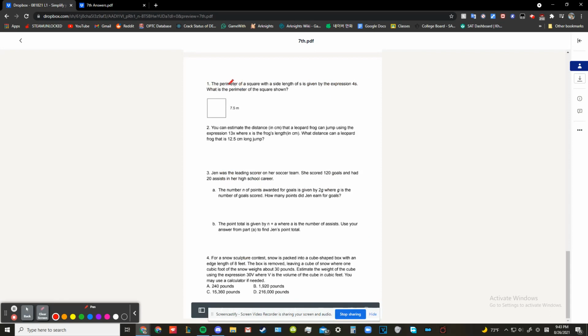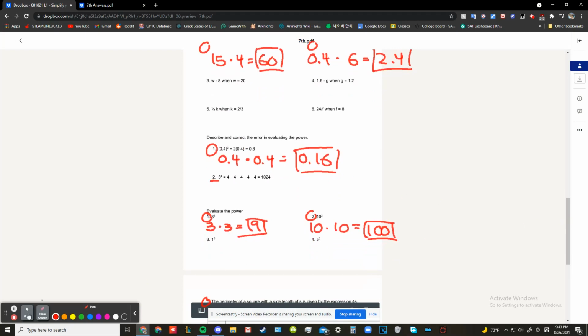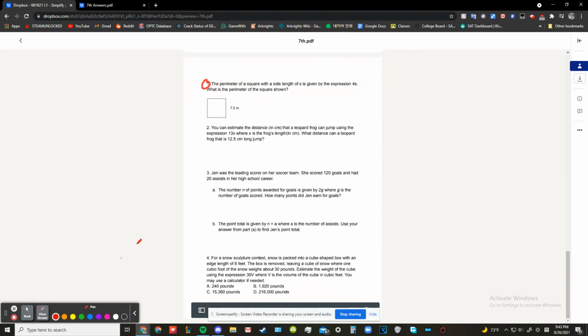Now we're going to do some word problems. Let's try 1. The perimeter of a square with the side length of s is given by the expression 4s. What is the perimeter of the square shown? This is just the word problem version of the problems we did here. So it's pretty simple. We're just substituting this value into this expression. So 4s becomes 4 times 7.5, which is 30. So the perimeter of the square shown is 30 meters.